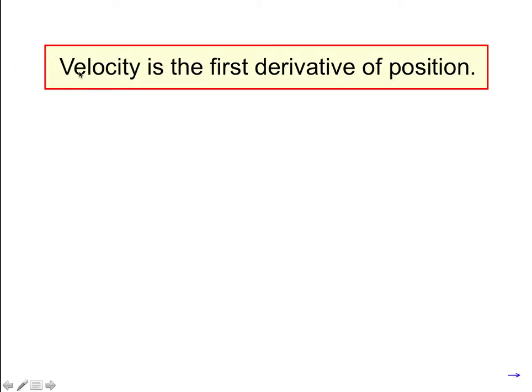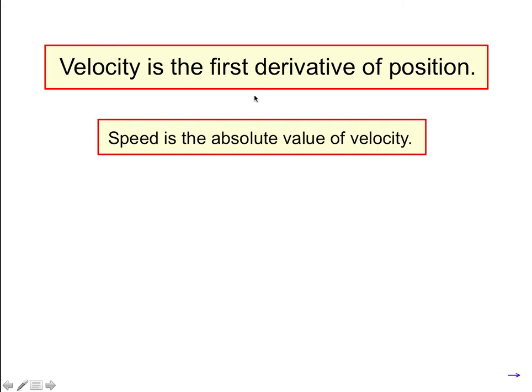So we know that velocity is a rate because it's in meters per second or miles per hour or inches per hour or something like that. And since this is a rate, we know this is the first derivative. And it's the first derivative of what function? It's the first derivative of position. And then we can go on to say that speed is the absolute value of the velocity. So speed is saying, let's find the velocity, and then let's take the absolute value of that.